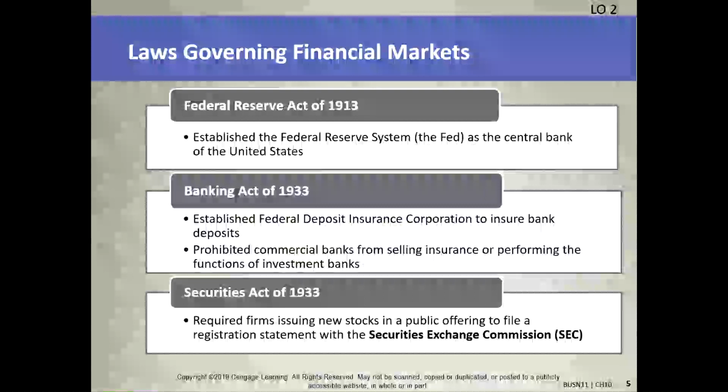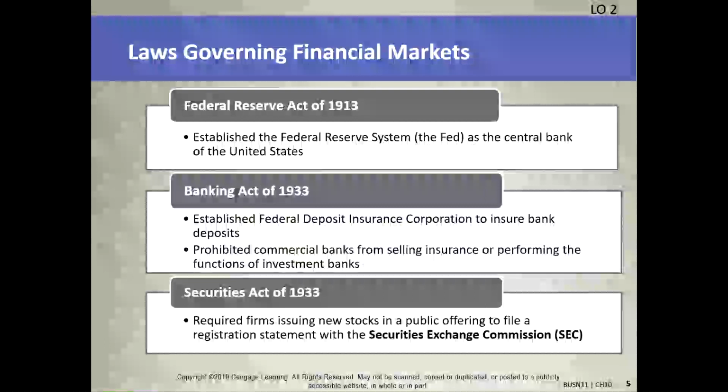All right, so we have several laws governing financial markets, and we'll start with the Federal Reserve Act of 1913, and this is where the Fed was established as the central bank of the United States. So when you hear things like the Fed raised interest rates or the Fed lowered interest rates, or when we talked earlier in the semester about the Fed trying to control inflation, this is all based on the Federal Reserve Act of 1913.